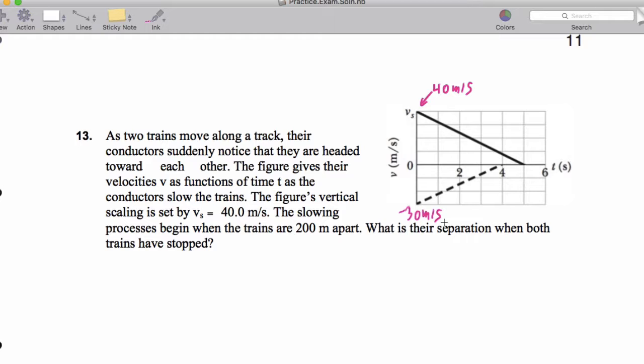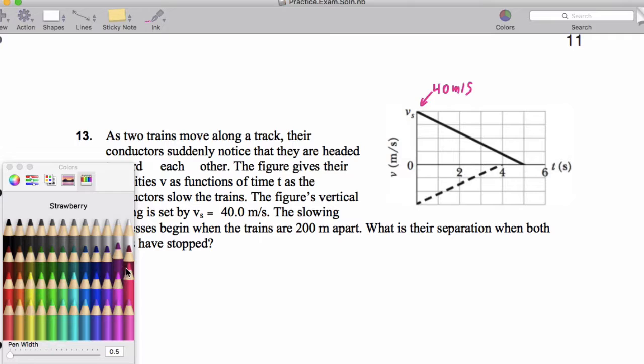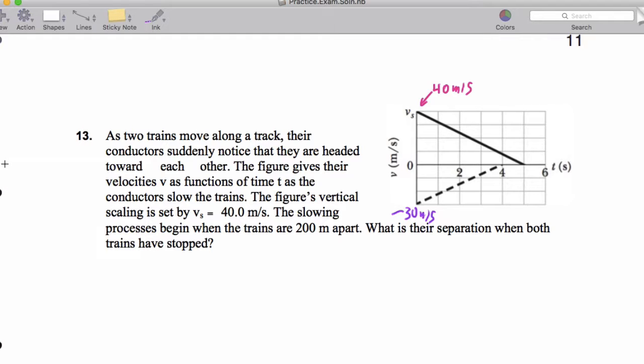Let's get their displacement. So they're 200 meters apart. Let's just get the displacement of each train. I'm going to change colors here. I've got the strawberry train and I've got the grape train. And let's just see how they go.